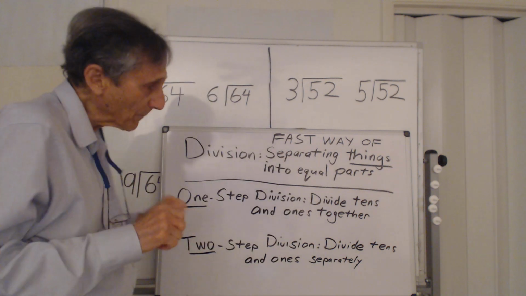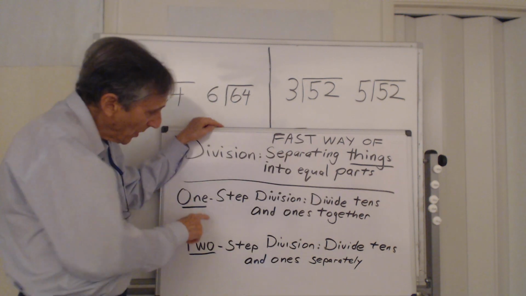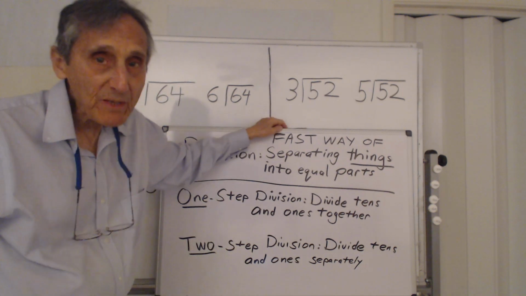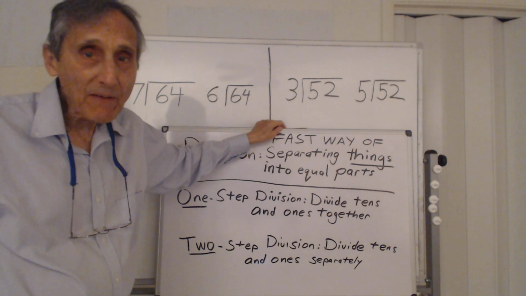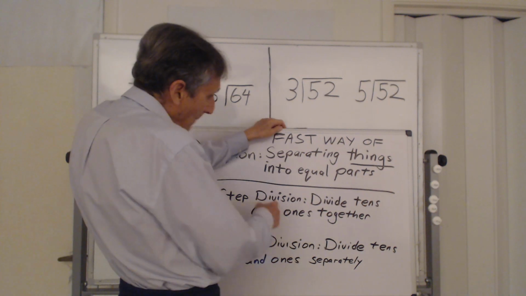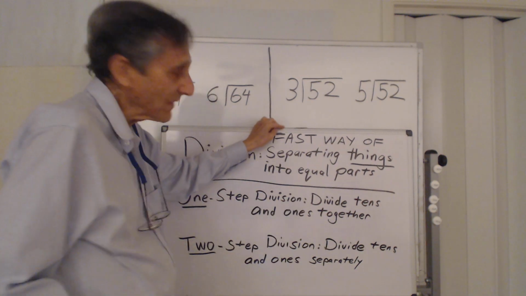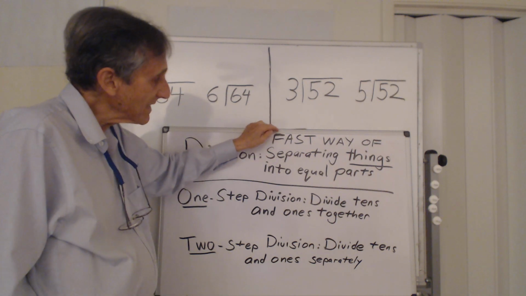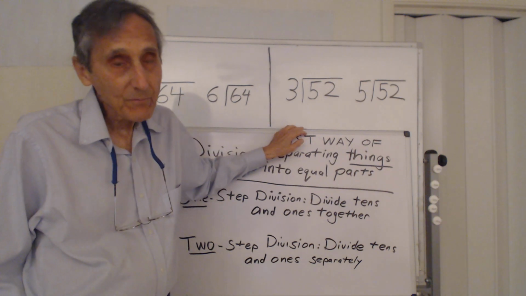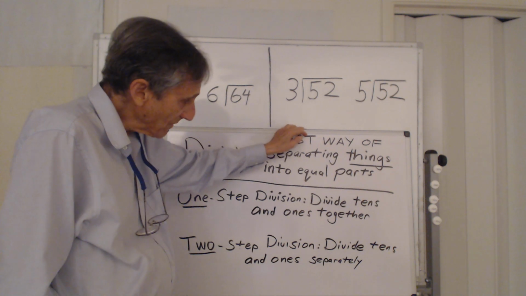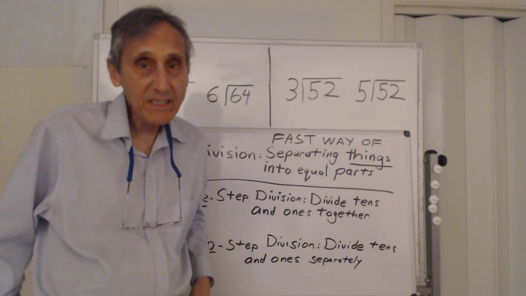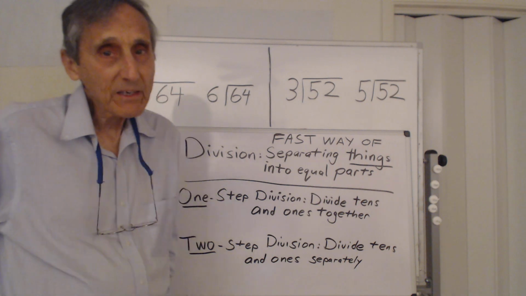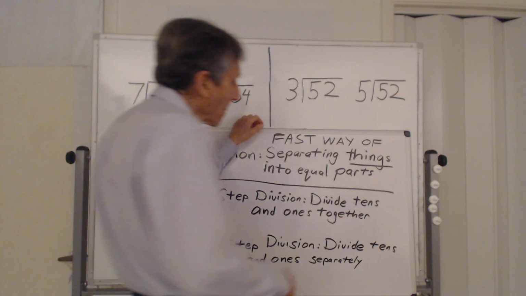Okay, now there's these 2 terms, 1-step division, 2-step division. I'm going to go over them in detail, but here's the definitions. 1-step division, you divide the tens place and the ones place together. In 2-step, you divide the tens place and the ones place separately. We're going to look at that. We need detail on it. Okay, let's do it.